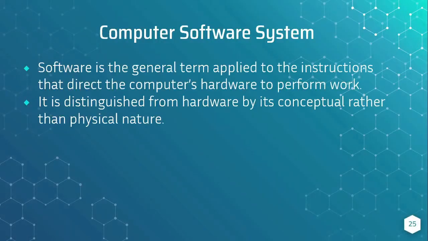Software, the computer system. Software is the general term applied to the instructions that direct the computer's hardware to perform work. It is distinguished from hardware by its conceptual rather than physical nature. Hardware consists of physical components, whereas software consists of instructions communicated electronically to the hardware. Software is needed for two purposes.